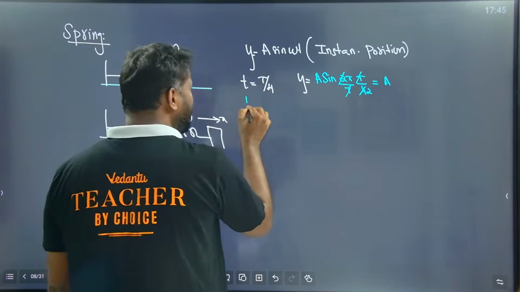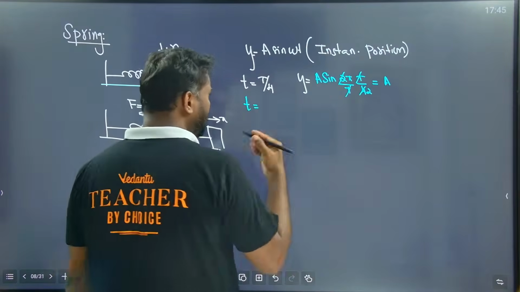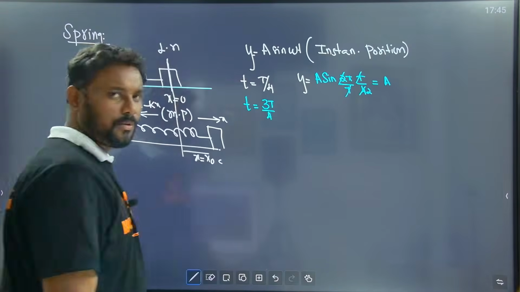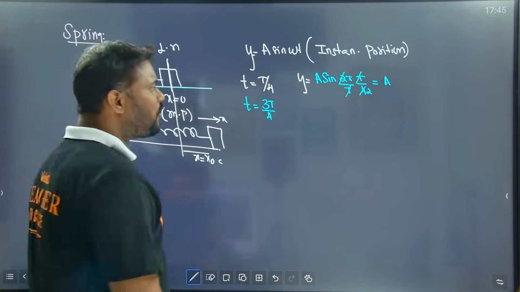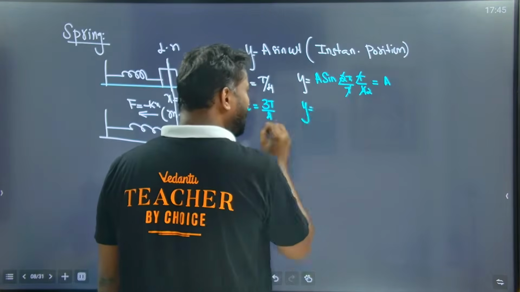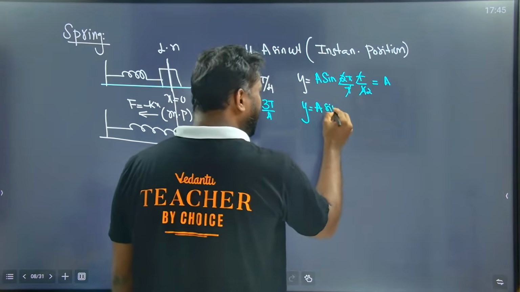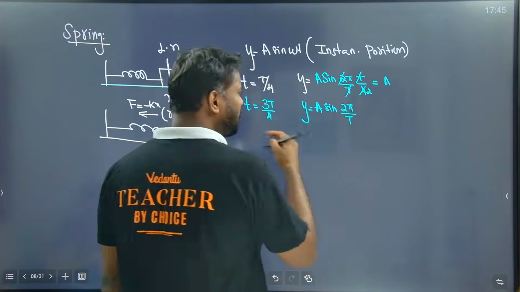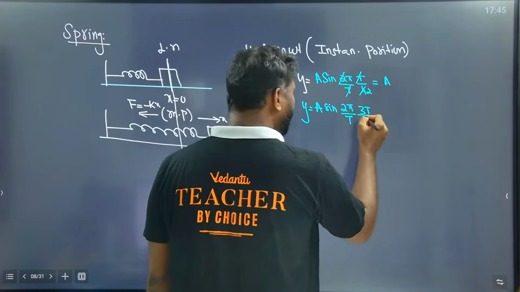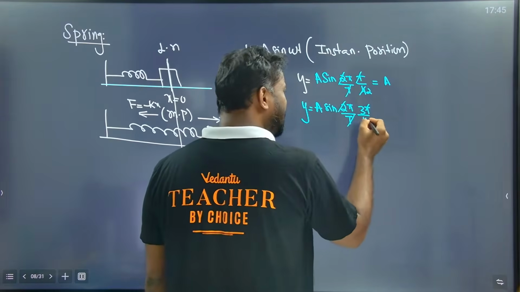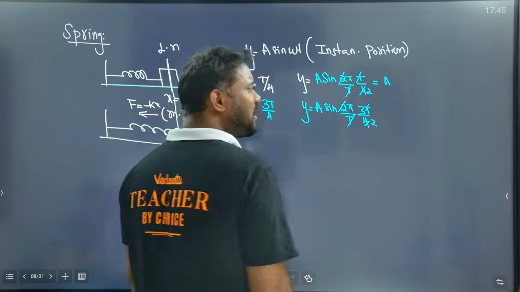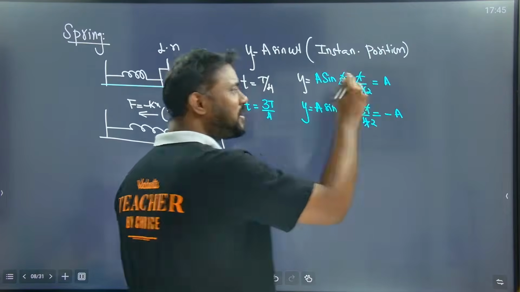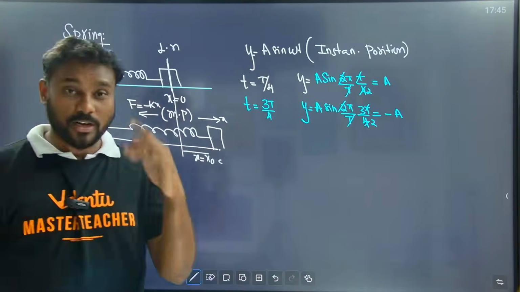Even நான் t is equal to some other value எடுத்துட்டேன், 3T/4 ன்னு எடுத்துட்டேன். So we can calculate the position of the particle. y is equal to A sin ωt, ω ஓட value 2π/T, t ஓட value 3T/4. இது cancel ஆனா 2, அப்பனா we can say 3π/2. What is sin 3π/2? Minus A. So this is the negative extreme la irukku.